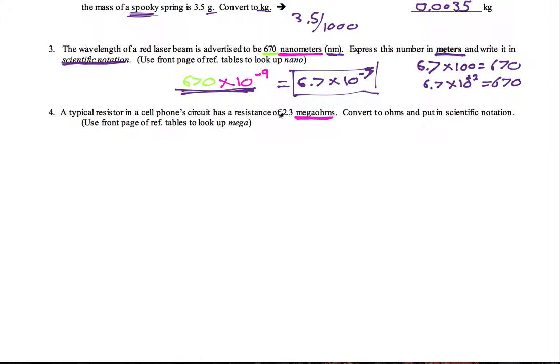So let's take our 2.3, and then our megaohms is times 10 to the something. And if we check our reference tables, it's times 10 to the 6th because it's a million, right? 10 to the 6th is a 1 with 6 zeros. That's a million. And that is our final answer.